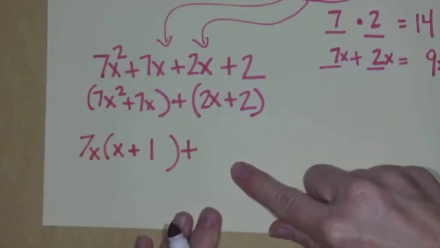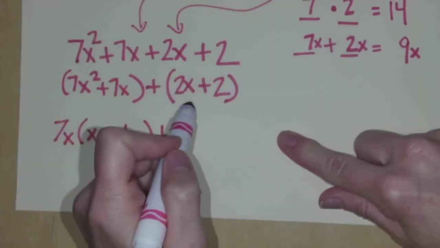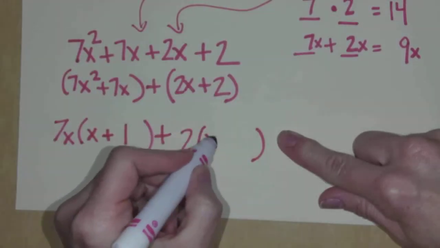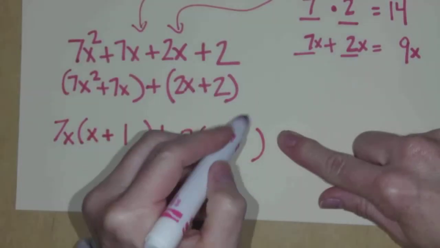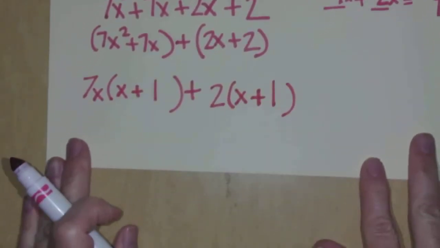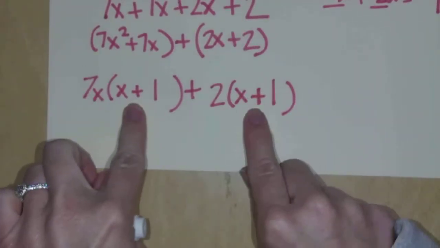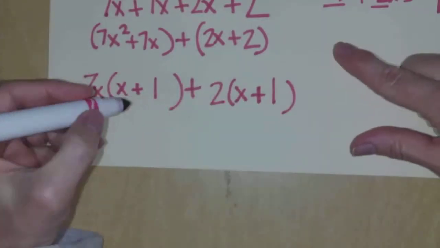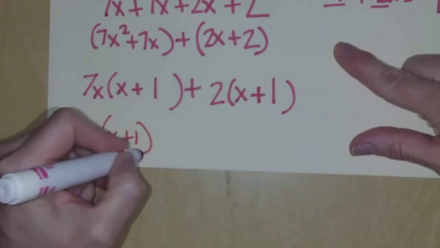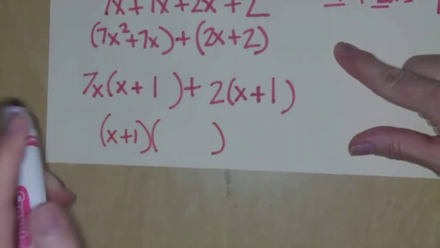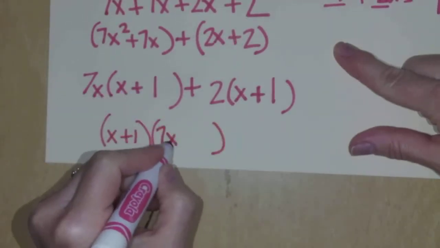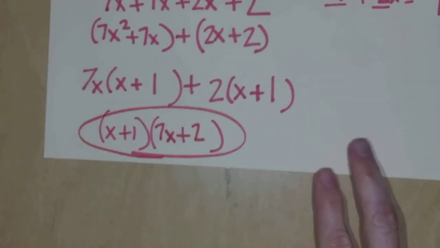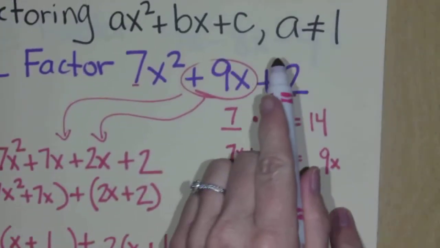Bring down the plus sign. And here my GCF is going to be a 2. 2x divided by 2 is just x. 2 divided by 2 is 1. And now you can see we have this common x plus 1 in both of these terms. So my final answer is going to be x plus 1. And now my leftovers, 7x and a positive 2. This is the factorization of that original trinomial.